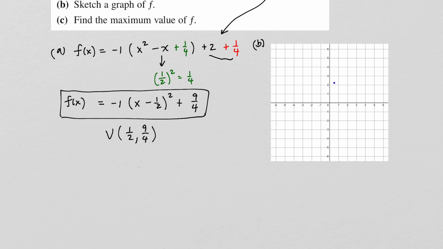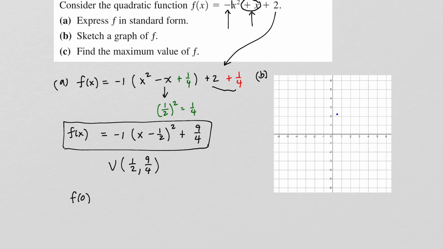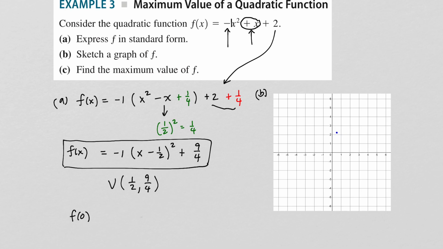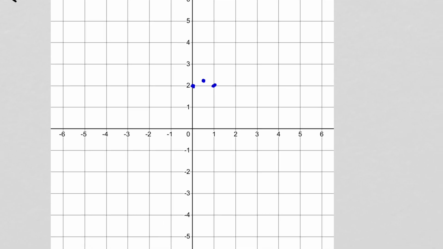I think in this case, I'm just going to plug in 0. So f of 0, and I'll use the original here. Here's the original equation. If I plug 0 into there, we are very clearly going to get 2. So f of 0 is equal to 2, which is right here, and f of 1 is also equal to 2.